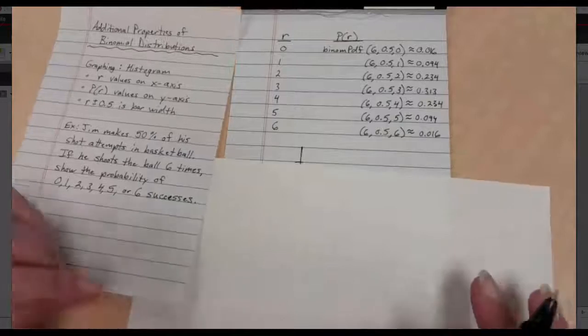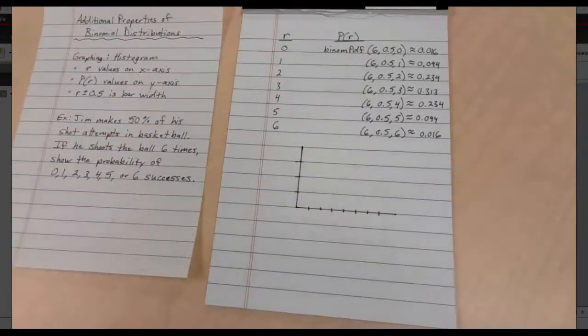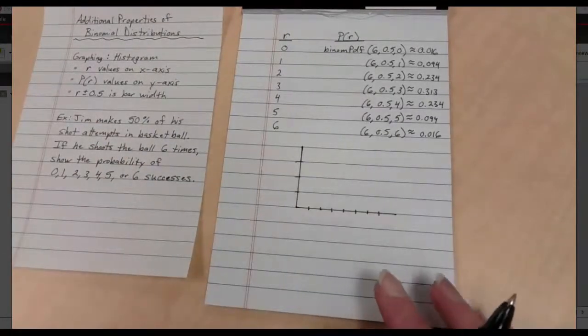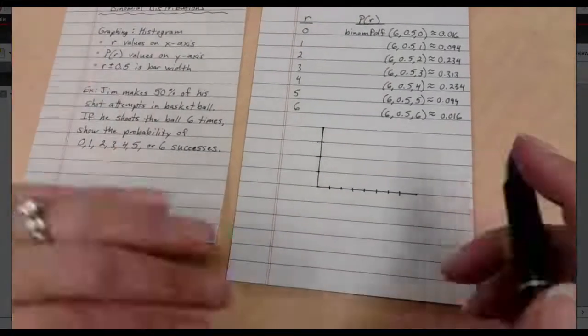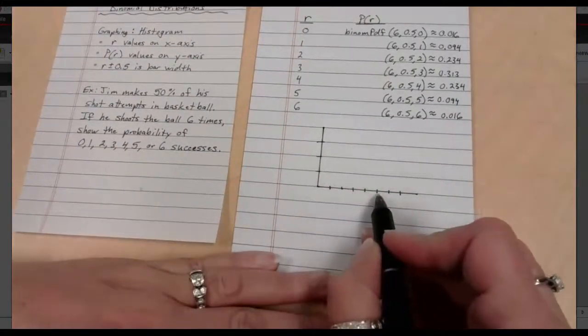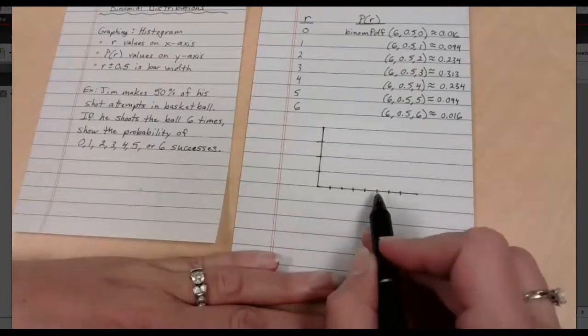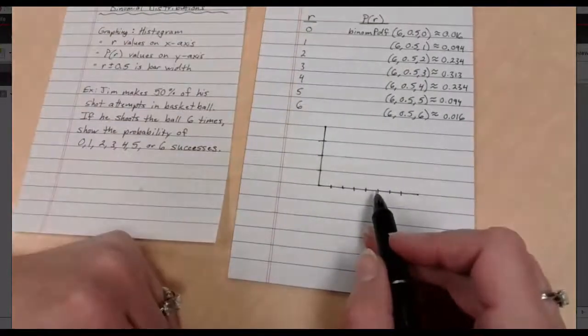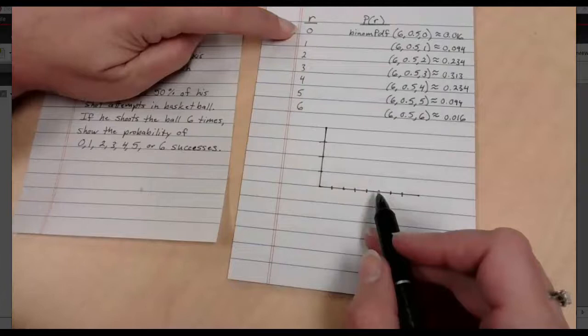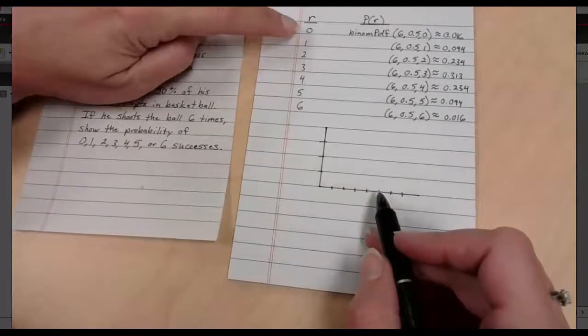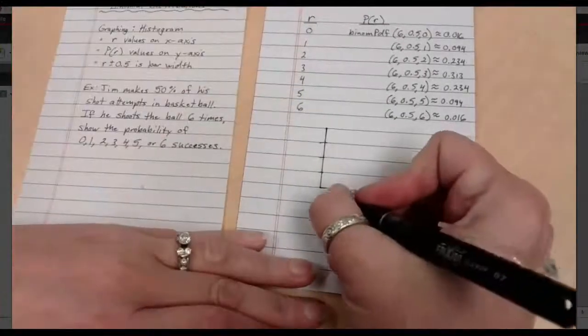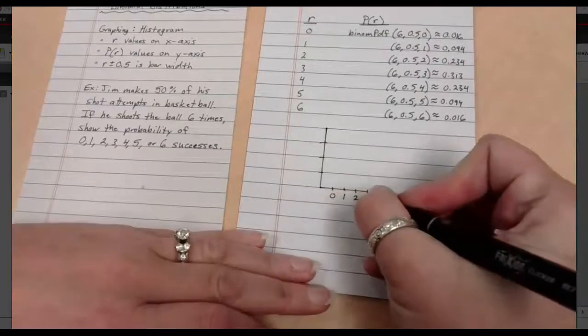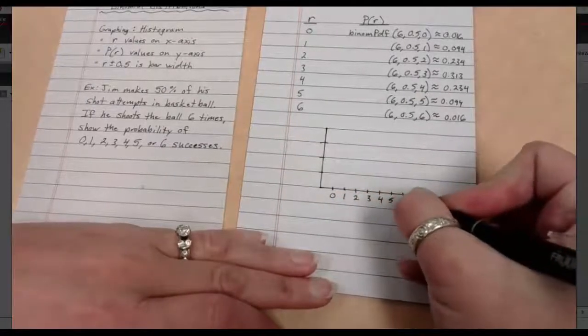All right, so now we've got to try to create a graph out of this thing. And so here's the graph I've got started for us. Notice on my x-axis, I have 1, 2, 3, 4, 5, 6, 7 spots. Why do I have 7 spots if there are only 6 trials? Notice that we can have 0 successes. That's a 7th number. So this is going to be 0, 1, 2, 3, 4, 5, or 6, the number of successes.